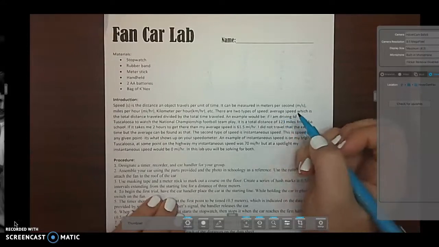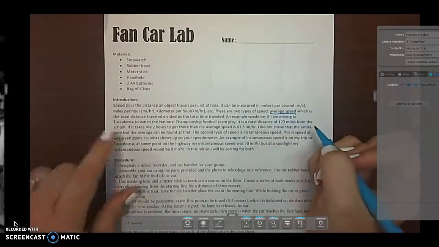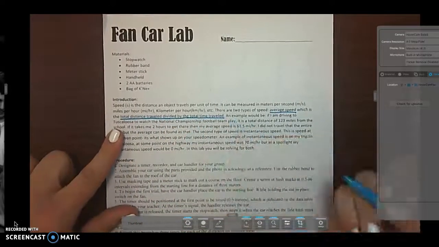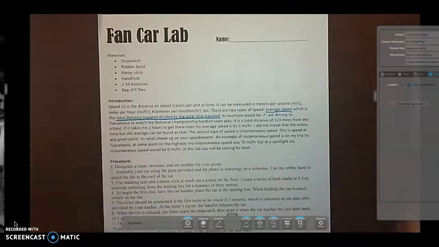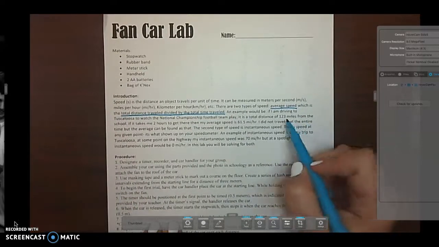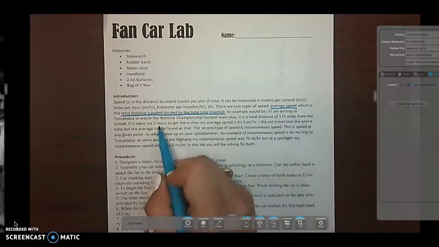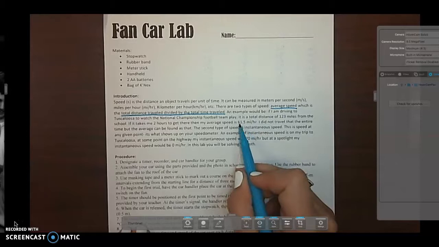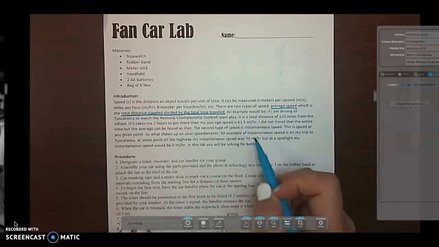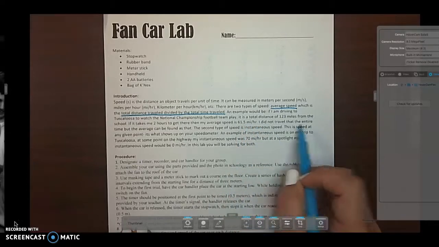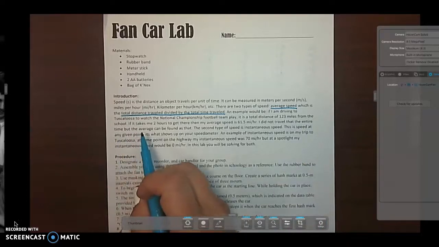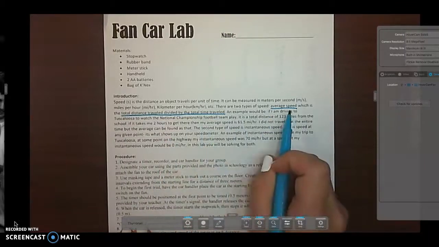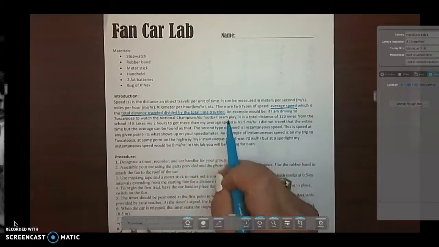So the first type of speed is your average speed. This is going to be the total distance traveled divided by the total time traveled. So an example of this would be if I was driving to Tuscaloosa, it takes 123 miles, and it takes me 2 hours to get there. So my average speed for the trip was 61.5 miles per hour. Now, that did not mean that I traveled the entire time at 61.5 miles per hour, but that over the entire span of the distance traveled in 2 hours, this was my average speed.